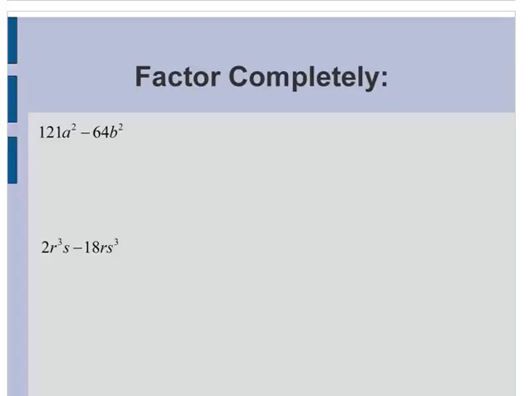All right, a little bit more complicated to finish off the section. Let's say we were asked to factor 121a squared minus 64b squared. Well, let's see. 121 is the perfect square of 11, so 121a squared is the perfect square of 11a. And 64b squared is the perfect square of 8b. So we have a difference of squares, and we would factor it as 11a plus 8b by 11a minus 8b.